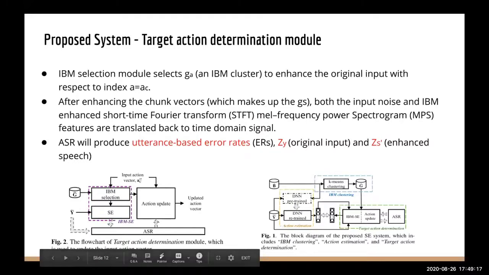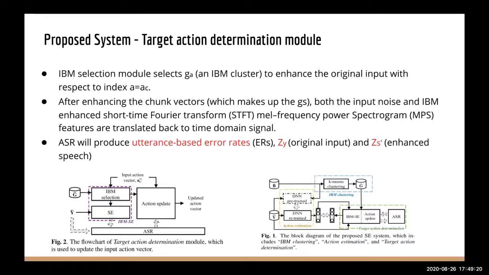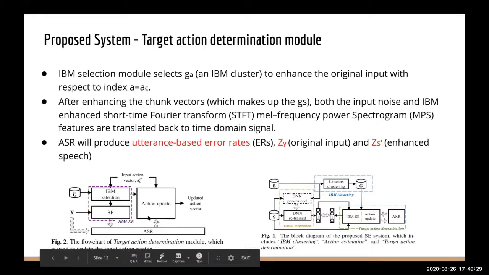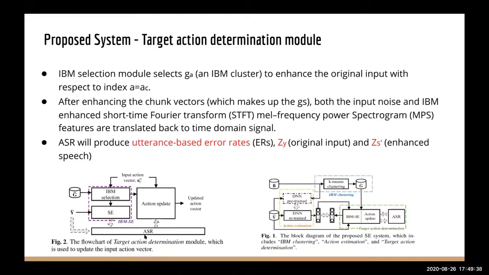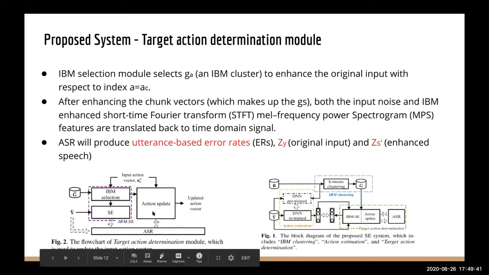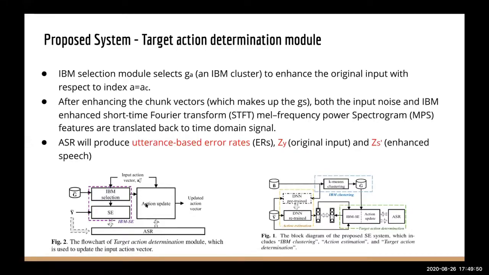Going to the next module, it's the last module. This is where we take the estimated action vector to then select IBM. As you can see in the graph on the left here, the input action vector will go through IBM selection, then speech enhancement, then go to ASR. Then the ASR module will provide 2 rewards, and we're going to use those 2 rewards to update our action vector. Starting again from the beginning, the IBM selection function will select GA, which is one IBM cluster, to enhance the original input with respect to index A equal to AC.